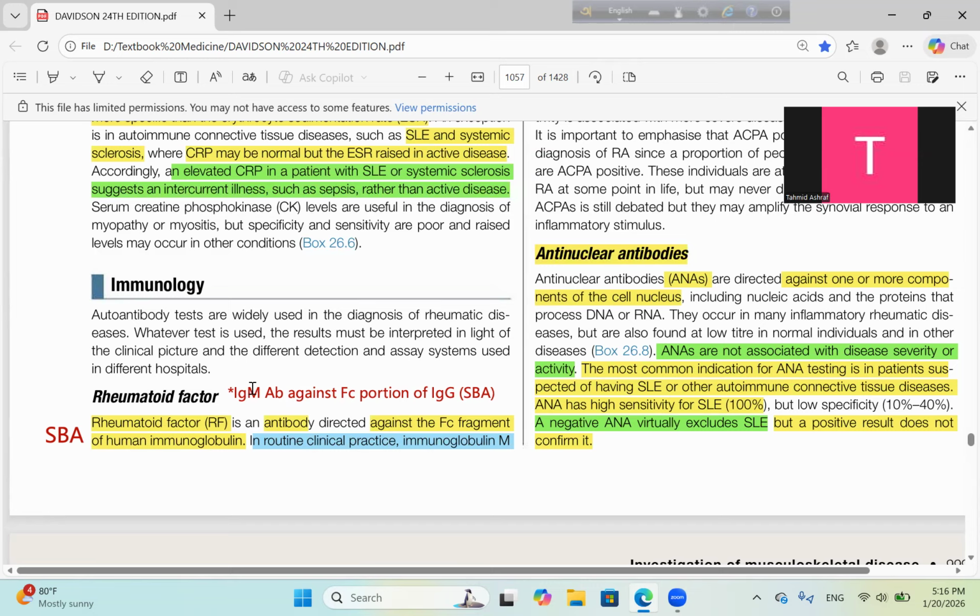Antibodies are generally produced in our body against antigens. So this rheumatoid factor, which is an IgM type of antibody, is produced against what antigen? It is produced against the Fc portion of the IgG. So it is an antibody produced against another immunoglobulin, IgG. Not the whole IgG, but the Fc portion of the IgG.